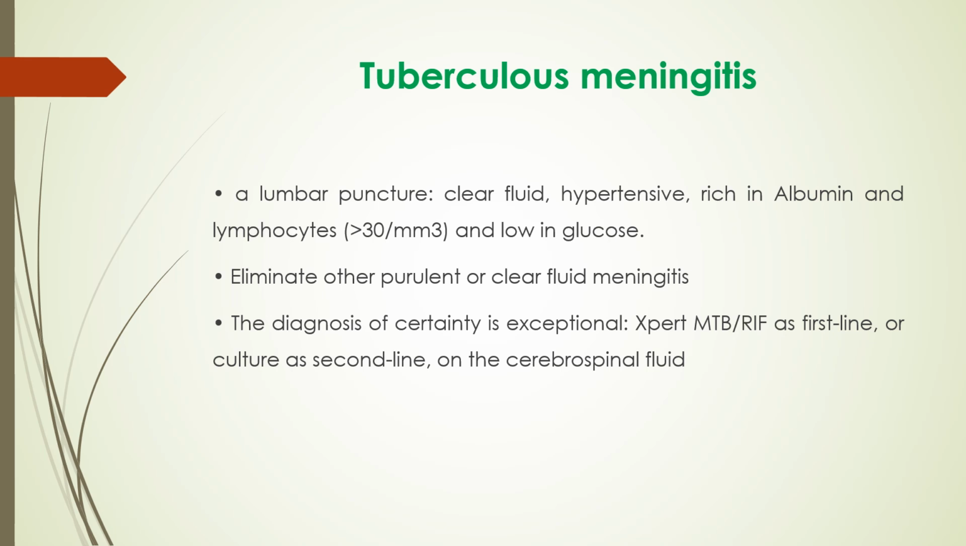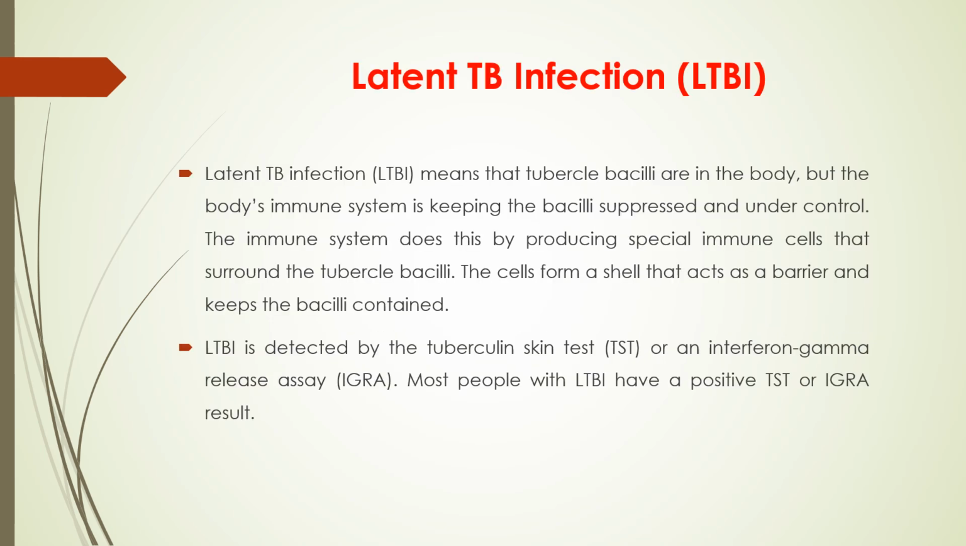We have to do a lumbar puncture. The fluid will be clear, hypertensive, rich in albumin and protein and lymphocytes, and low in glucose. Those elements could suggest tuberculosis. It allows us to eliminate either purulent or clear fluid meningitis. And for the diagnosis of certainty, we have to ask for Xpert MTB as first line, as done in the other cases, but it is exceptionally positive.